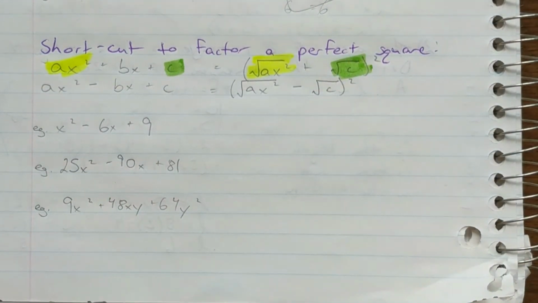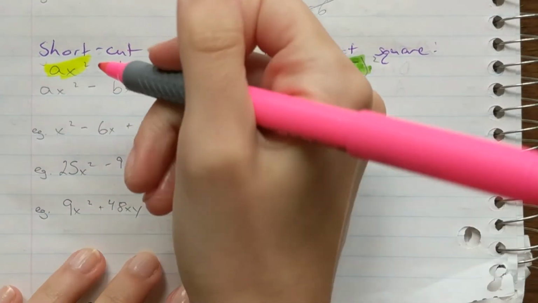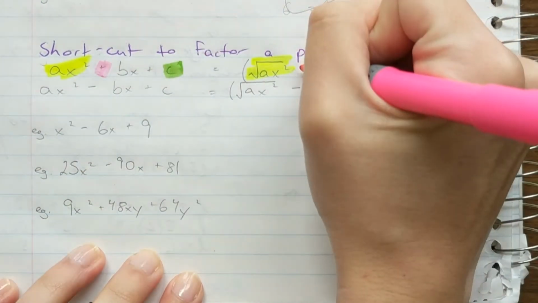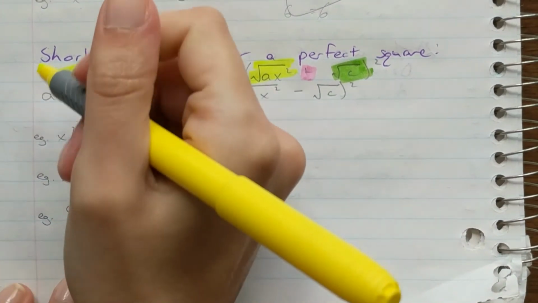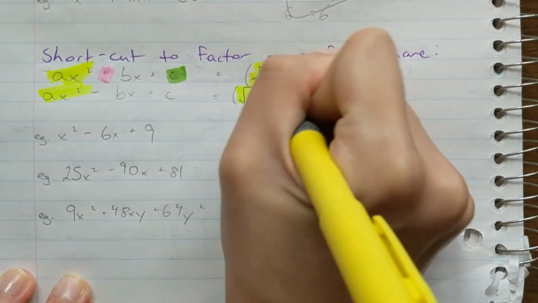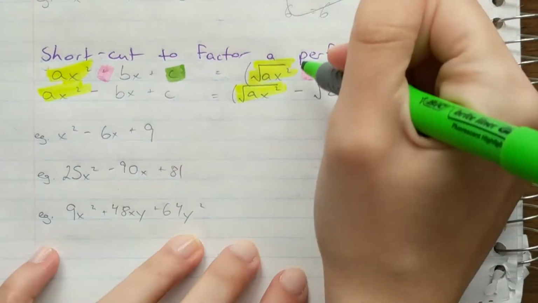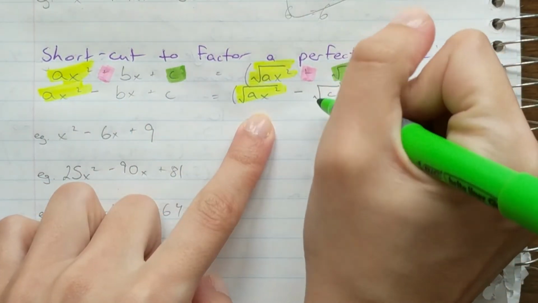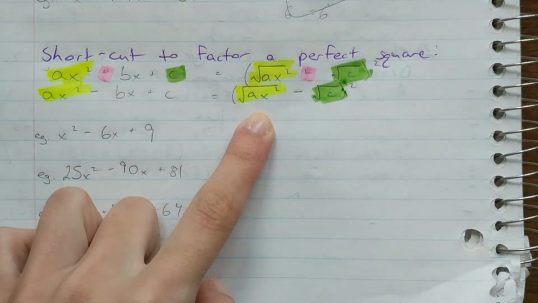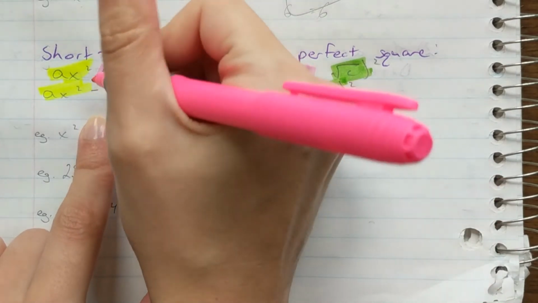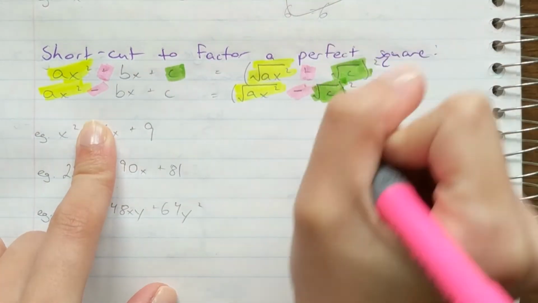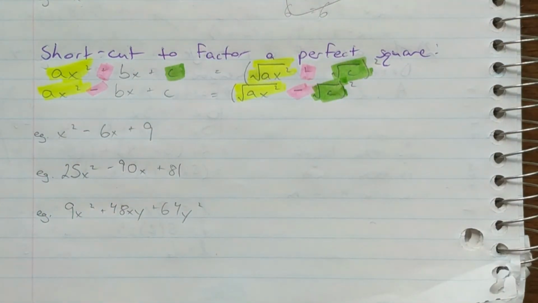And because I am dealing with addition, my b is positive, I'm going to have an addition sign in between the two. Now that's going to be the exact same thing if it is a subtraction sign. We have an a squared, we need to take the square root of that, and c, we need to take the square root of that, except if it's a subtraction sign, if b is negative, then it's going to be a negative in between.